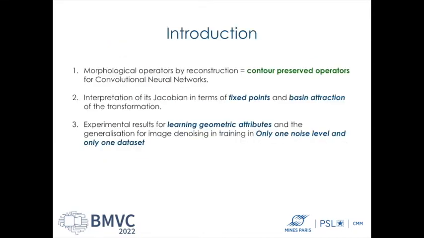This paper addresses the use of a classical image processing operator called morphological reconstruction in the framework of neural networks. We studied the Jacobian of the morphological reconstruction in terms of fixed points and basin of attraction of the transformation. In addition, we present two problems to illustrate the merits of our proposition.